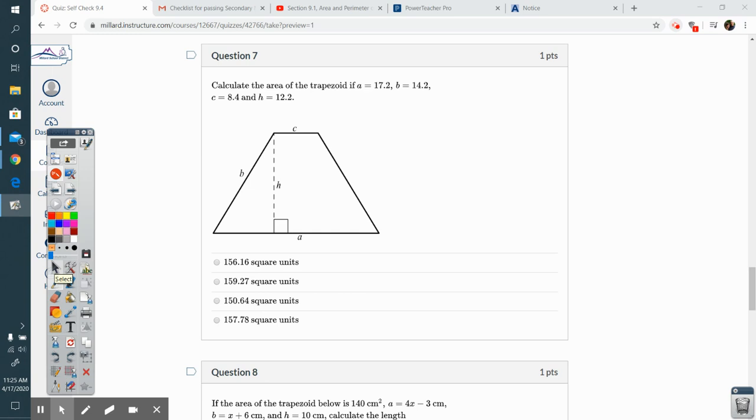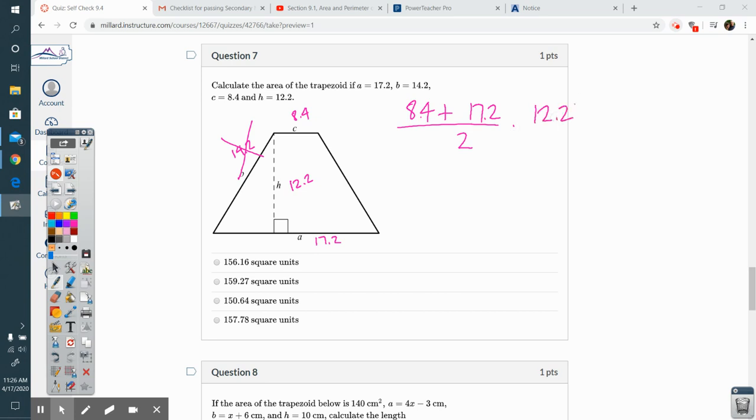Calculate this area if A is 17.2, B is 14.2, C is 8.4, and H is 12.2. Again, this is extra. We don't want that. It's the bases that are parallel. You add them together, divide by 2, times by the height. So 8.4 plus 17.2, divide that by 2, and times it by the height, which is 12.2.